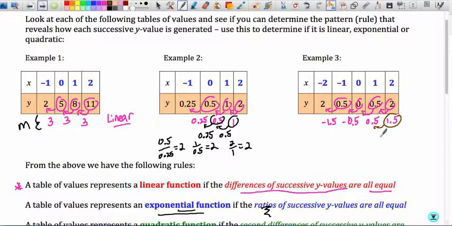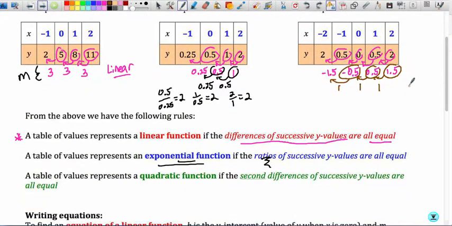1.5 minus 0.5 is of course 1. 0.5 minus negative 0.5 ends up being added, and that of course produces 1. Minus 0.5 minus 1.5 of course becomes plus 1.5, and once again we end up with 1. Our second differences are all the same, and that tells us that this function is quadratic. Quadratic function, second differences of successive y values are equal.